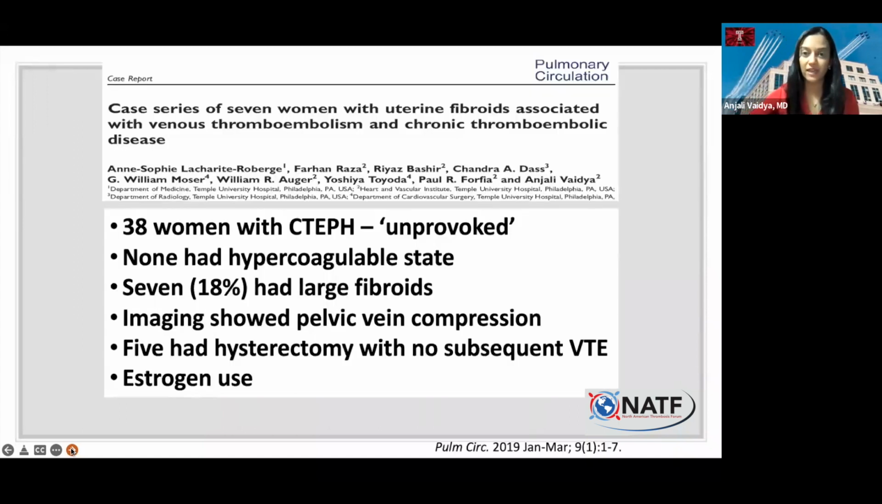This is just a publication from our observations in our program at Temple years ago, where we said, hey, we have a lot of women that have blood clots in their lungs, but it's unprovoked, and we can't understand why. They don't have those clotting disorders that Gustavo mentioned. It turned out almost 1 in 5 of them had large fibroids in their uterus, and it wasn't known before that that might be a risk or a link.